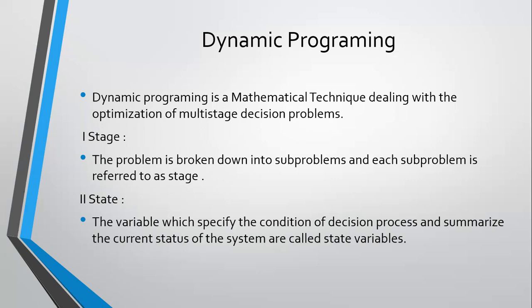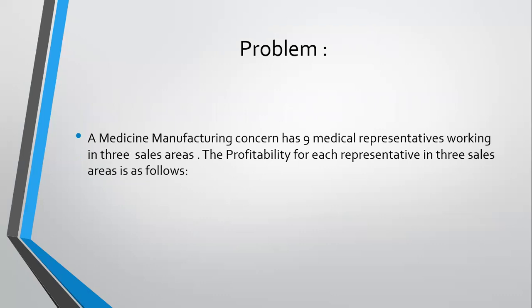Let us understand with an example what is a stage variable and a state variable. Okay, let us go with the numerical exercise. So here, a medical manufacturing concern has 9 medical sales representatives working in 3 different geographical sales areas. The profitability for each representative in the 3 sales areas is documented in the next slide as shown in the table. Before solving this exercise, I just want to say which one is a stage variable and which is a state variable.